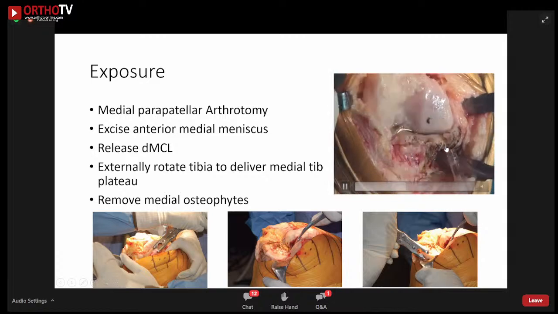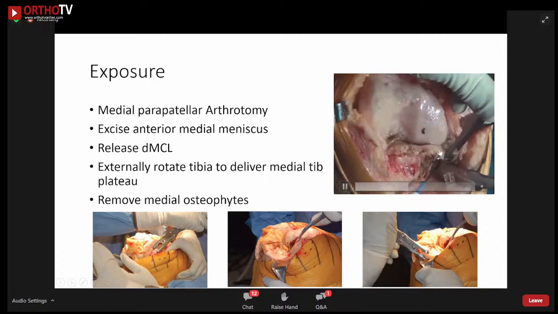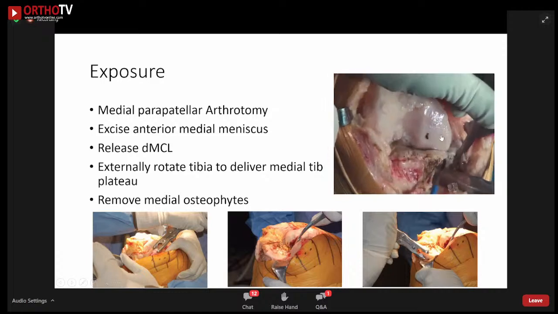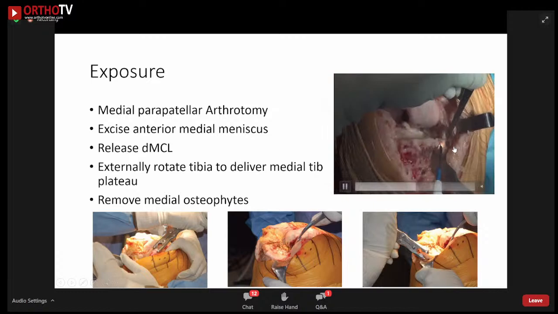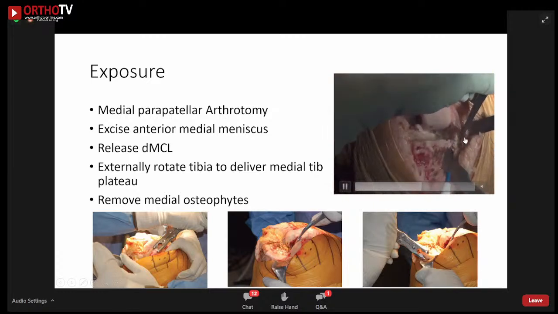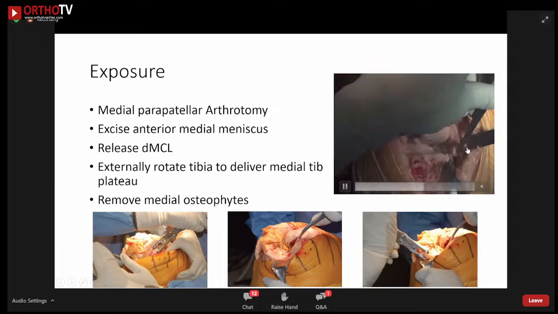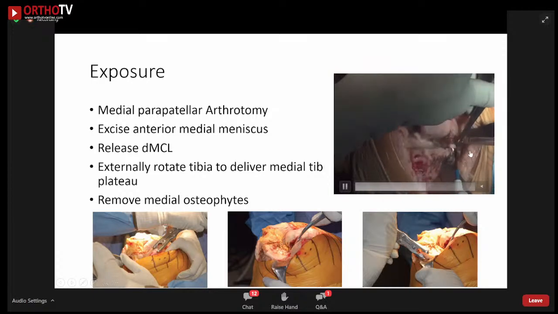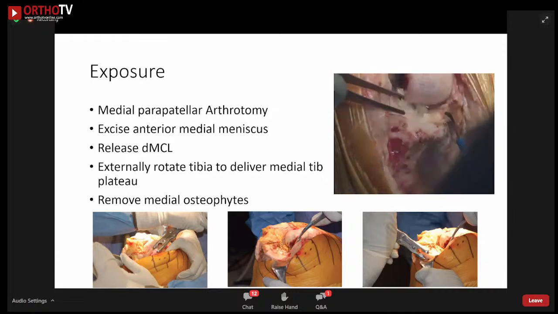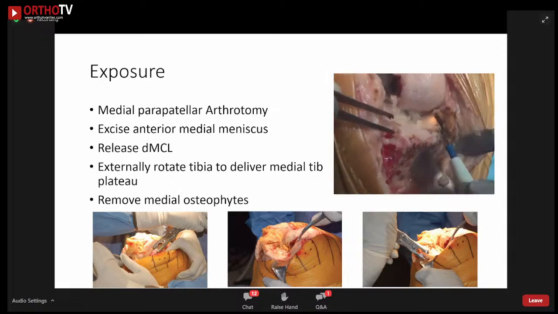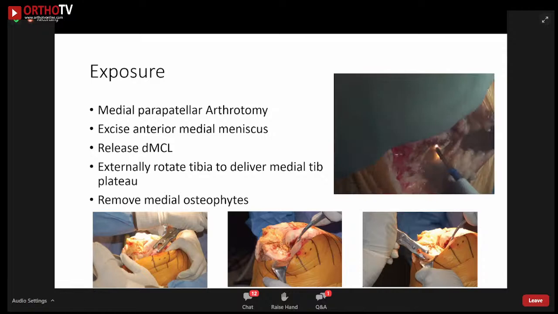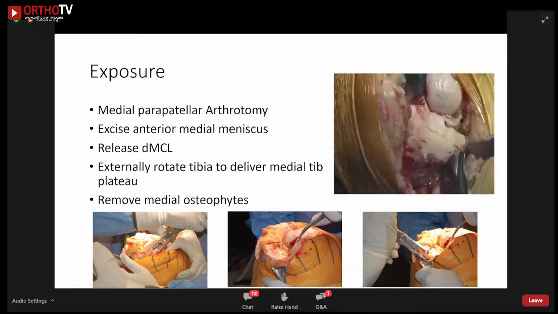And once you externally rotate the tibia, you can have a good vision of the whole of the medial tibial plateau, taking care to protect the MCL. You need to have a good assistant to ensure that every time you do this procedure, the medial collateral ligament is protected. And remember, at any point, you need to see the ligament, you need to feel the ligament, and you need to move. So it is basically like anything in medicine: you need to look, feel, and move, and make sure that the tension is good on both sides.